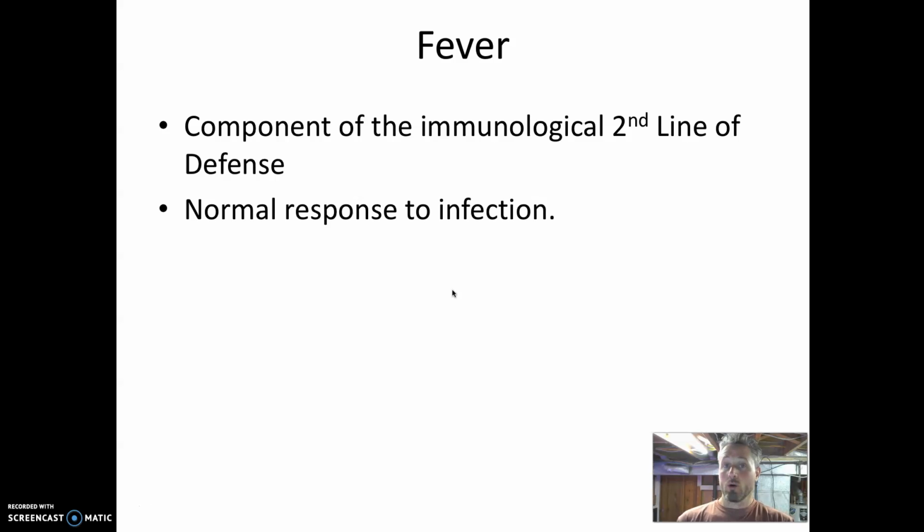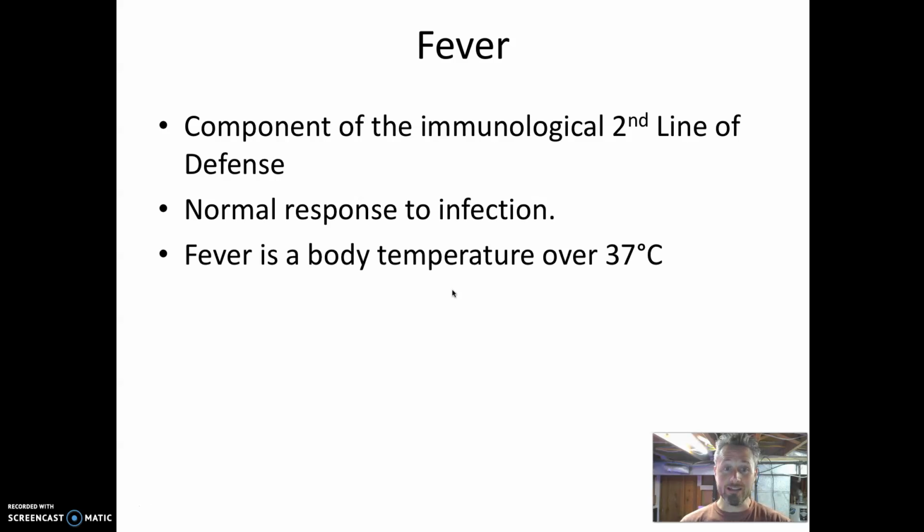Fever is a normal response to infection. So sometimes we think of having a fever as bad, something we try to treat from time to time. But again, this is a benefit. Our immune system is triggering a fever on purpose because it can be very beneficial to fighting an infection.